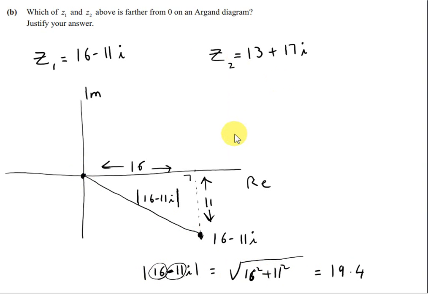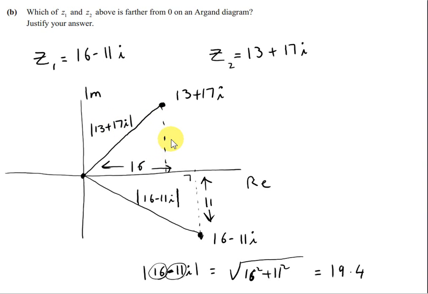Now let's look at 13 plus 17i. So we go to plus 13 on the real axis and up 17 units. And so it's going to be somewhere up here. It's only a very rough sketch. And the distance of this number to the origin is the modulus of it. So we want the modulus of 13 plus 17i.